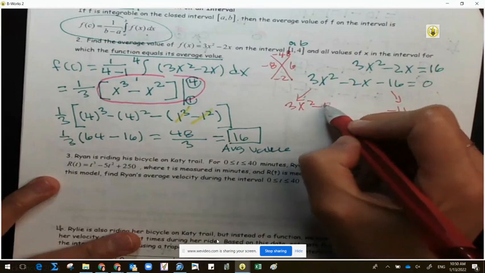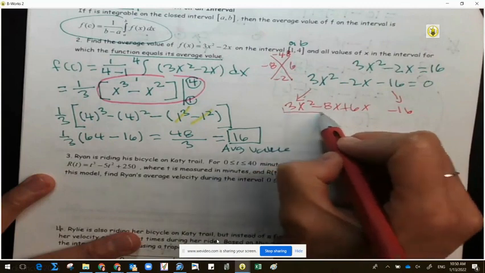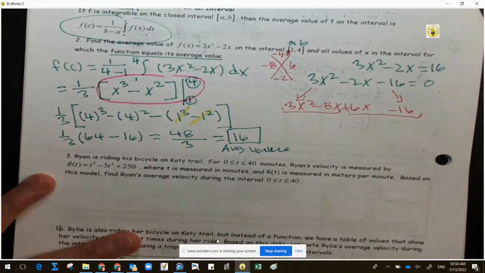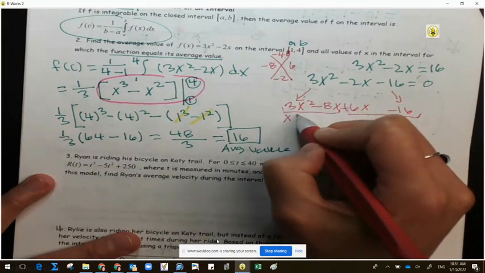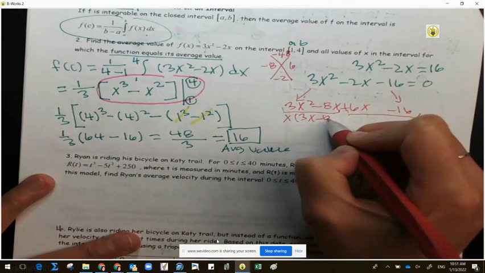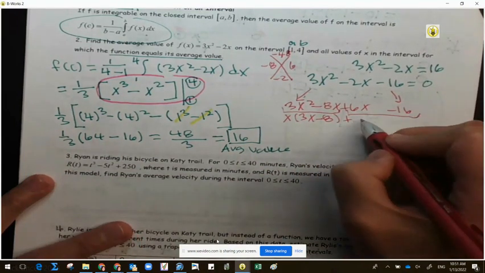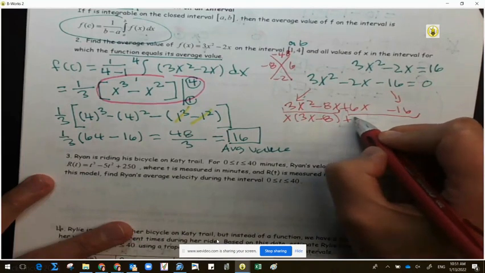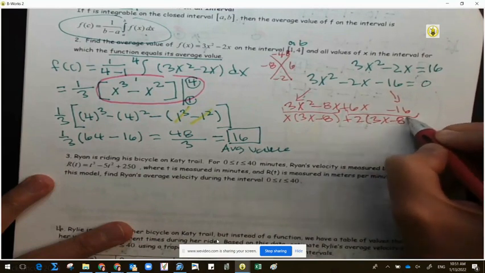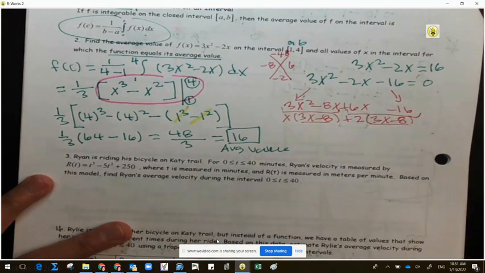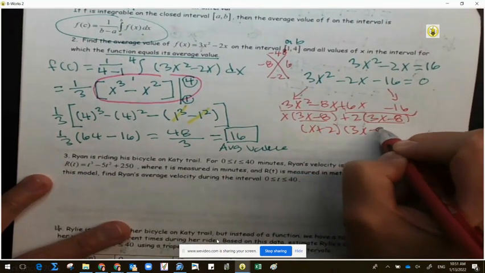So we have negative 8x plus 6x. Now we are going to group them in pairs. What can come out of my first set? 3x. Oh no. Just x. Somebody's so confident. Stop it. The next one, what's going to come out? 6 and 16, 2. So we have 3x minus 8. And the fact that my second parentheses are identical, that's always good. So x plus 2, 3x minus 8.